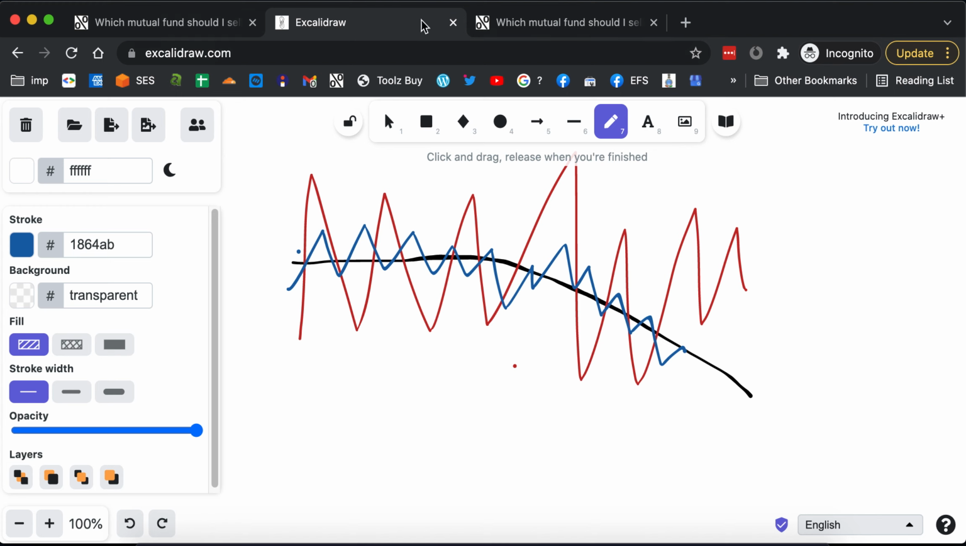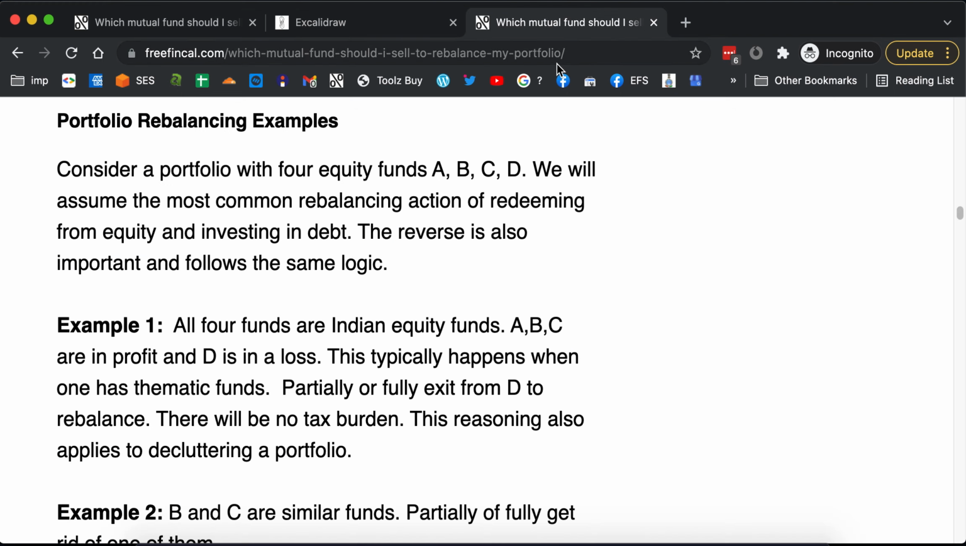So now let's talk about simple examples of rebalancing. Let's say there are 4 equity funds, A, B, C, and D. Now, one or two of those funds can be in loss, although your overall equity portfolio may have increased in value. Say you are holding some thematic fund that can be in loss. So when you want to rebalance from equity to debt, that's the only example we will consider. Now you can just sell off that thing that is in loss.